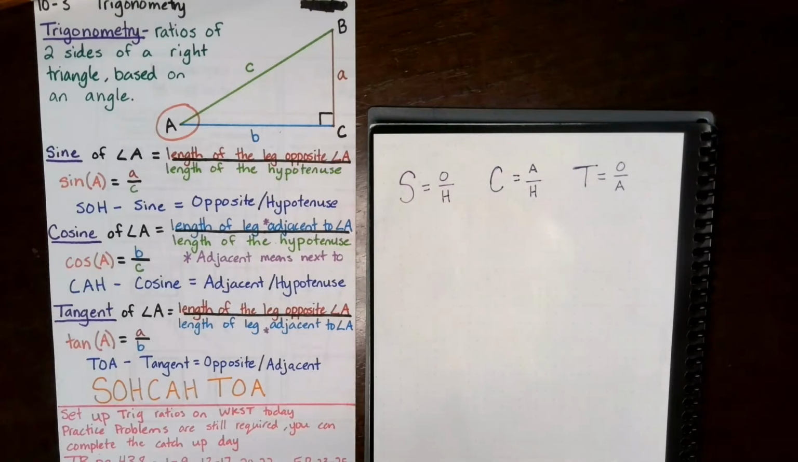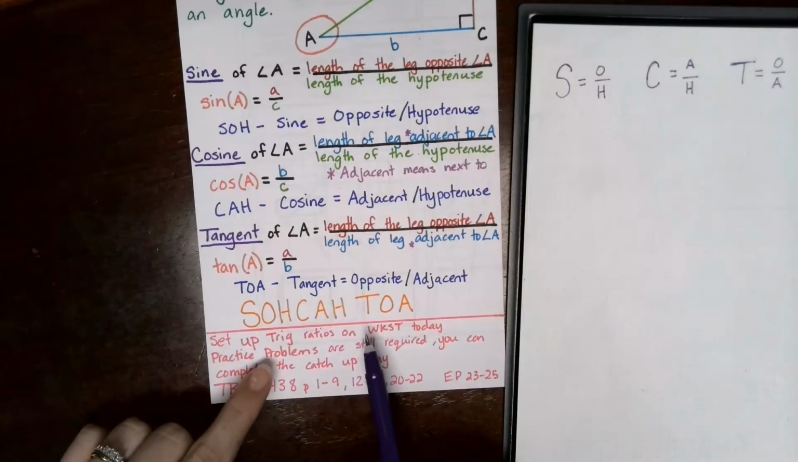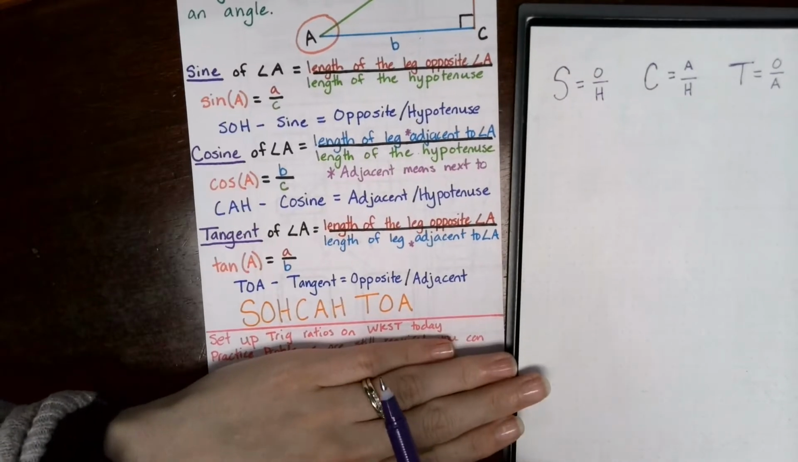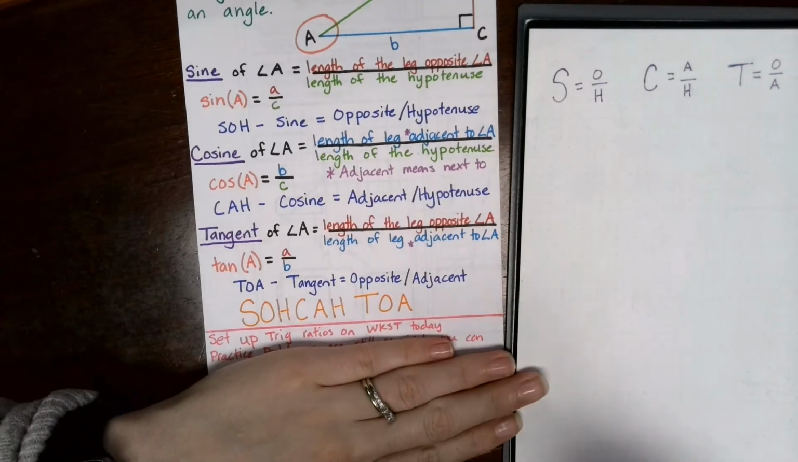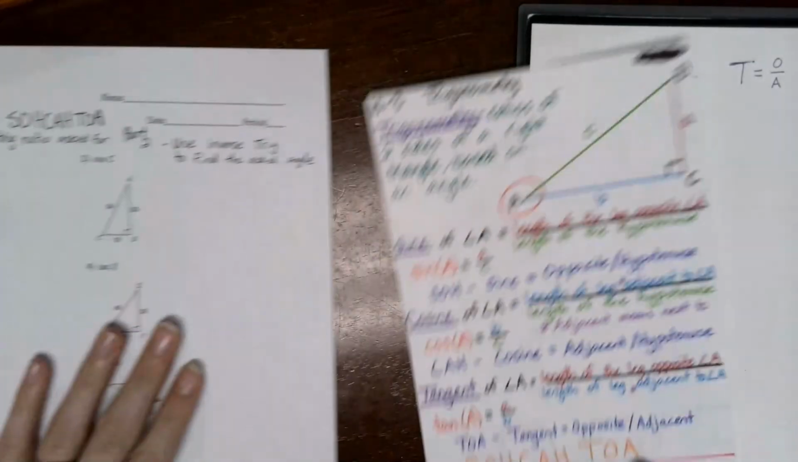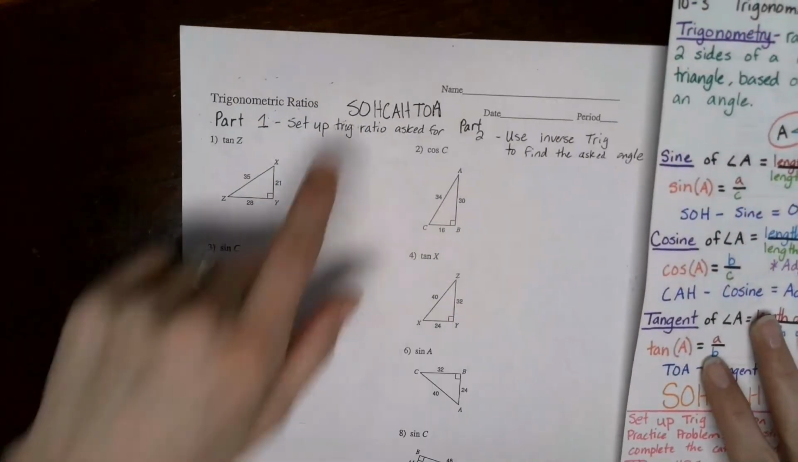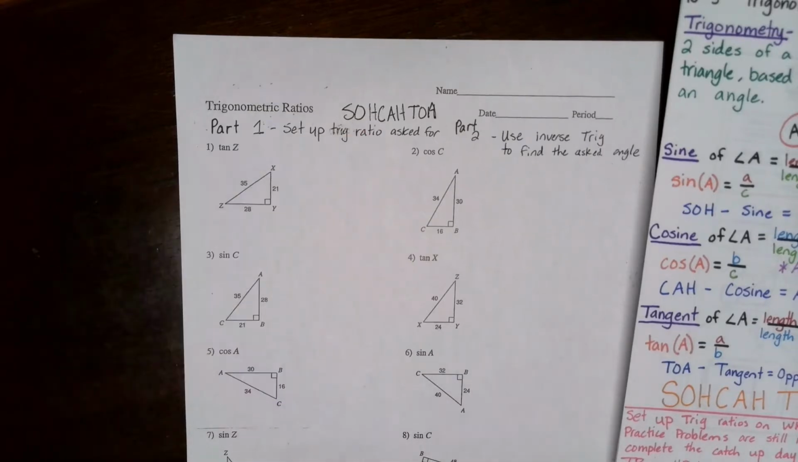And so today's work is going to be the setting up trig ratios worksheet. Ignore the rest of this for now, that's from a previous year, but setting up trig ratios worksheet. That's the only assignment for part 1 of 10-3. And I'm going to show you the worksheet right now, which I already have SOHCAHTOA written at the top of it because it's so important, okay?